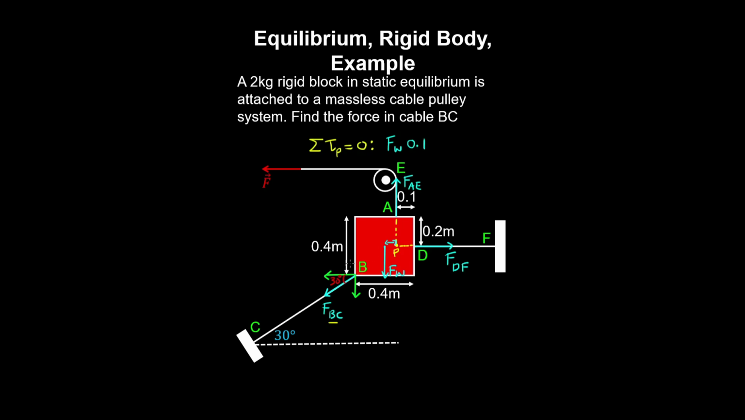And similarly for the other two forces, and for the horizontal component of BC, that's going to produce a clockwise torque, so that's negative, with a moment arm of 0.2. And the vertical component is going to produce an anti-clockwise torque and has a moment arm of 0.3. And the net torque must be 0 for static equilibrium to be satisfied.